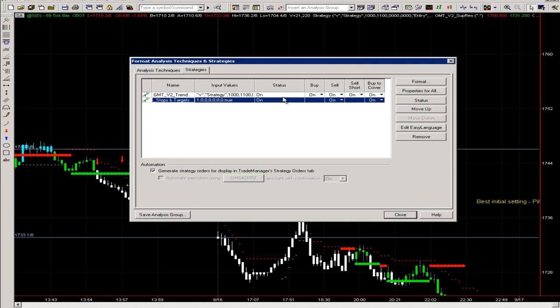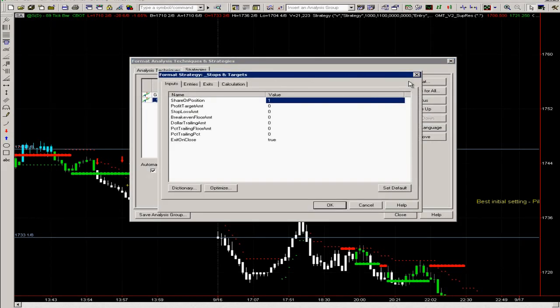Now, who can tell me what this format strategy stops and targets is doing? What is it doing? Hey Dimitri, how are you? So what is that format strategy supposed to be doing? This is where we need to sort out this exit. What is this supposed to be doing for the strategy? Yep, so get out one contract at the end of the day. Fantastic, good stuff. Exit on market close.